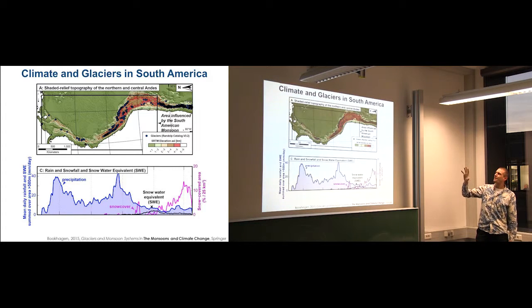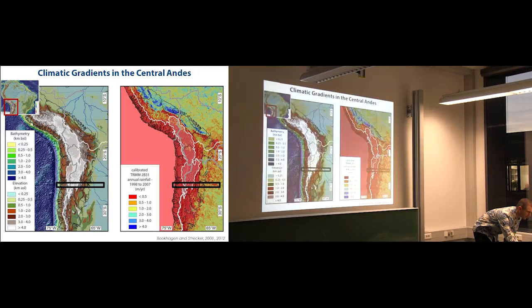And only at the very highest peaks can we have snow cover. In fact, currently there is no active glacier in this region. There used to be glaciers in the past when we had a different temperature and precipitation regime, but currently there are no active glaciers. So with this short recap, I would like to move back to the Central Andes.